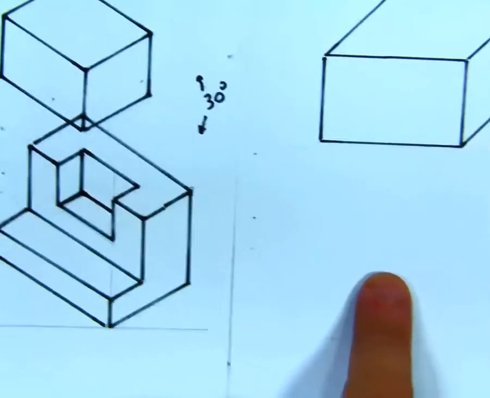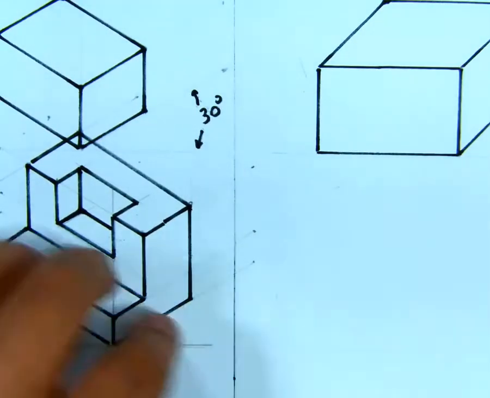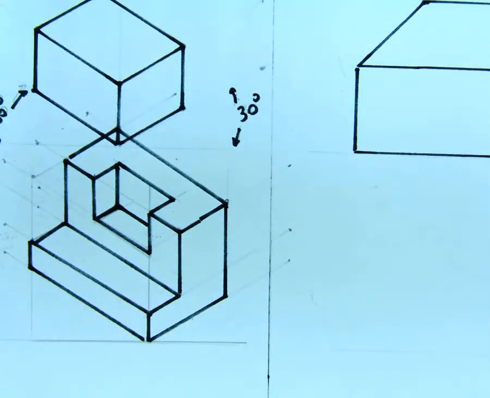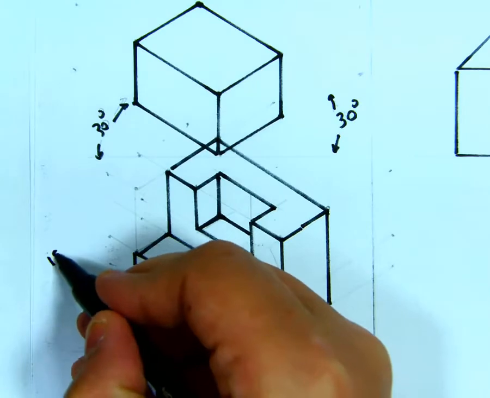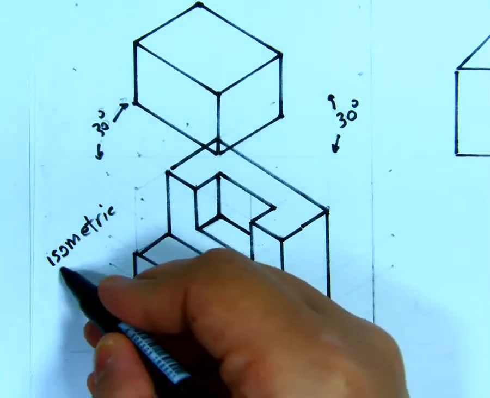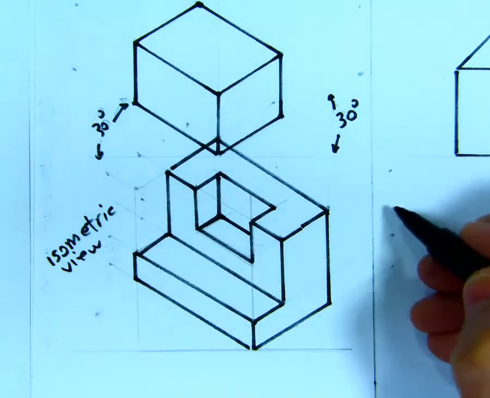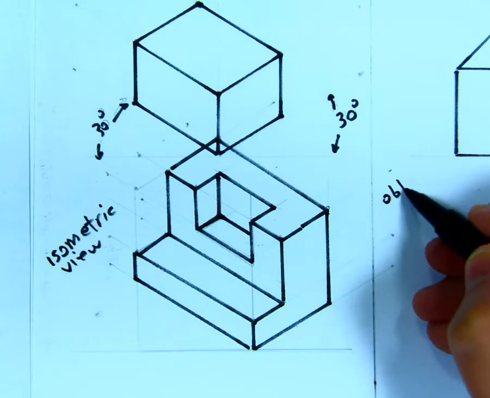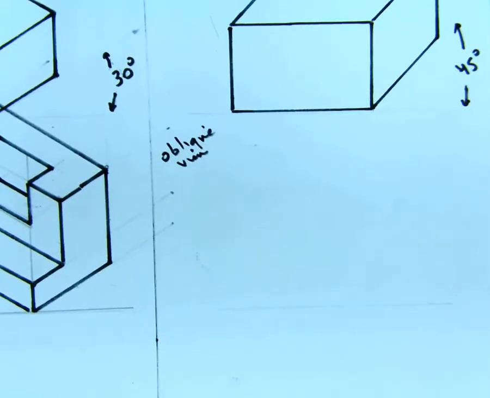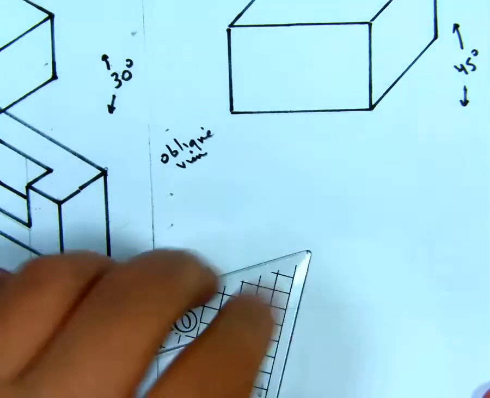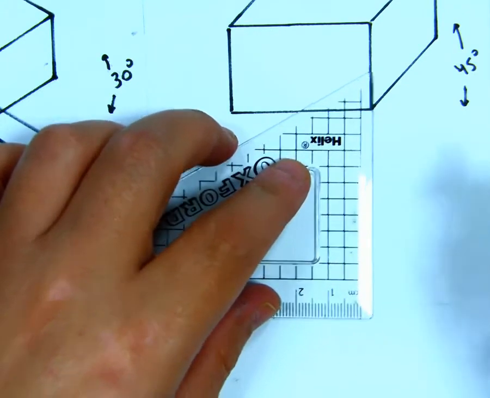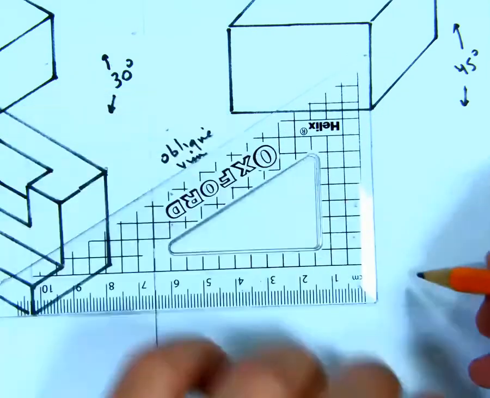Same object, I will draw it in oblique view so you can see how I can orient this object from isometric to oblique. Okay, so isometric view, and here I'll draw it in oblique view. Okay, as we said, in oblique view we should start with guidance lines.